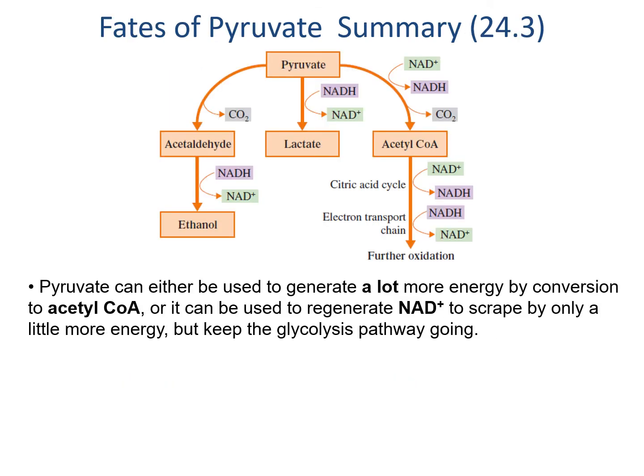Again, 3 fates are possible for pyruvate depending on the organism and conditions, but oxidizing pyruvate to acetyl-CoA allows us to enter central metabolism and get much more energy than any of the anaerobic pathways.